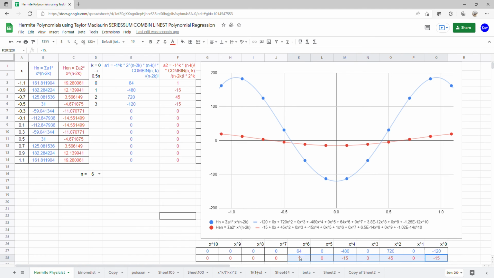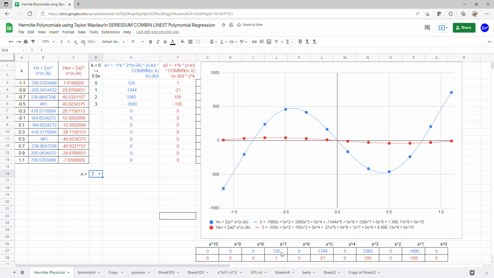That's this range. X to the 7th. We have 128x to the 7th minus 1344x to the 5th, and this will be plus 3360x cubed minus 1680x. In the case of the probabilist Hermite polynomial, we have x to the 7th minus 21x to the 5th plus 105x cubed minus 105x.